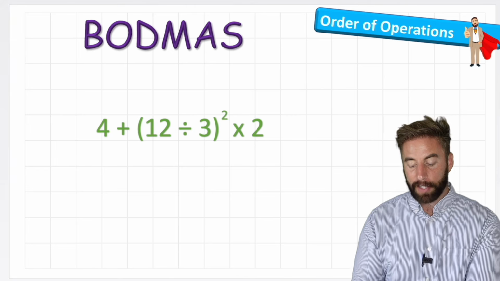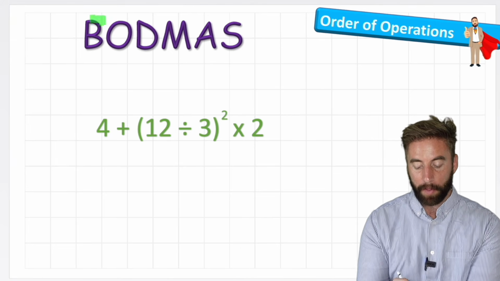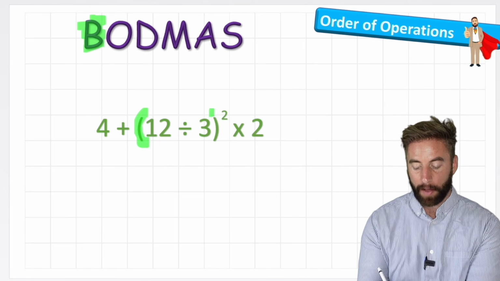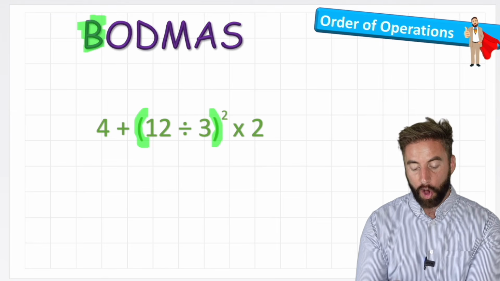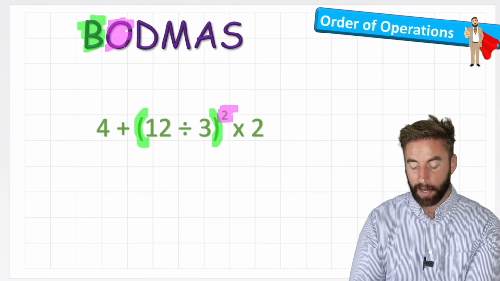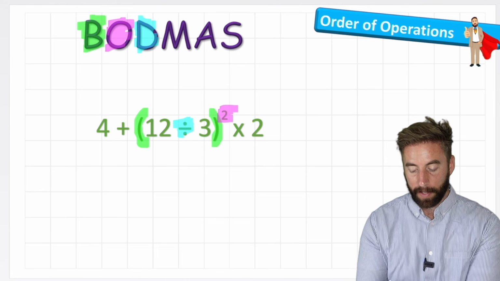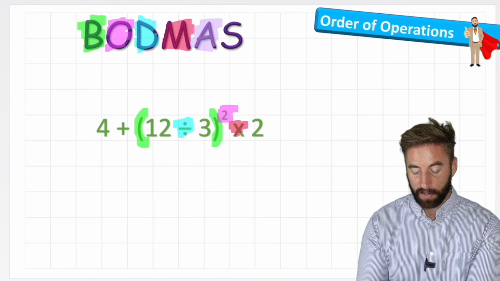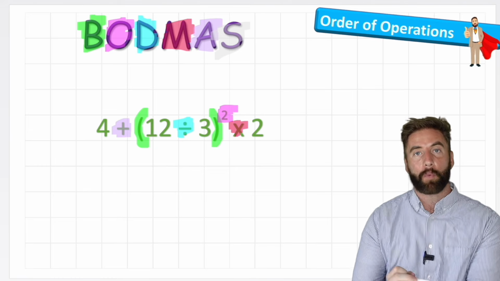So let's have a look at this question that we've got in the middle of the screen here. Our starting point would be here with the B, and our B stands for brackets. So the first thing we would have to work out in any question, if there is one, would be a bracket. Then our O stands for order, which is this little power of 2 here next to the brackets. And then the D stands for division. Our M is multiplication. Our A is addition. And our S stands for subtraction, but in this case we don't have any subtraction, but that would come last.